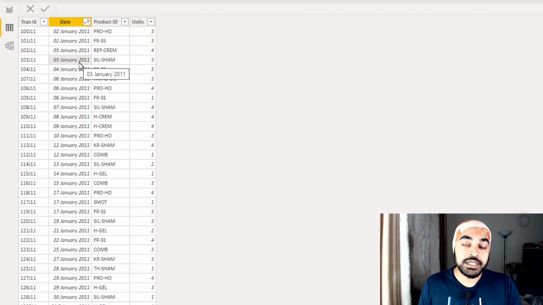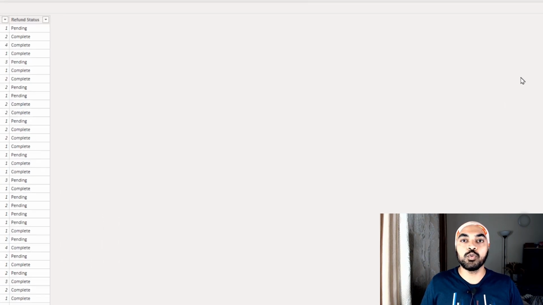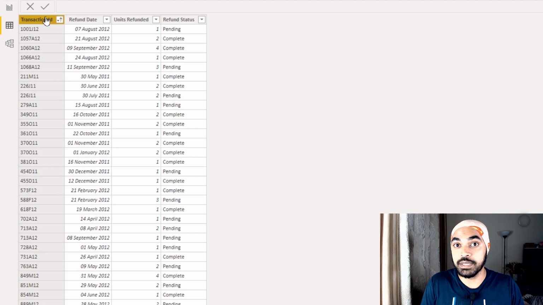Now, there are instances when these transactions can get refunded and the customers can ask for a refund. The customers can ask for a refund on the transaction multiple times until all the units that were bought were refunded. Let me help you understand what I mean by that. If I go over to the refunds data, you're going to find that the only field that is common between the sales table and the refunds table is the transaction ID. And the transaction ID can possibly be duplicated.